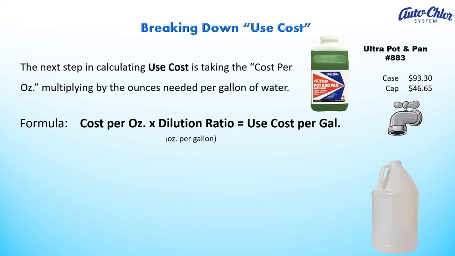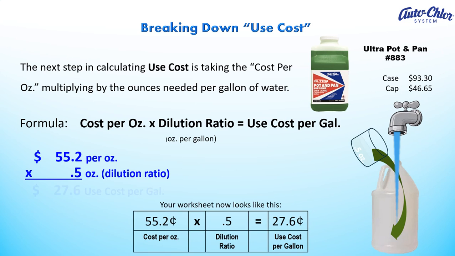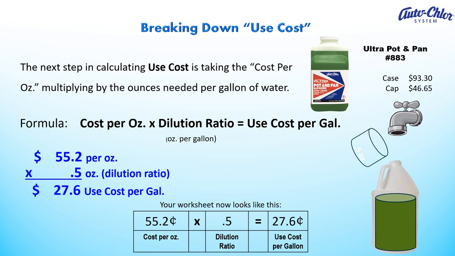Let's take a look at this again using Ultra Pot and Pan. We determined on Ultra Pot and Pan that our cost per ounce was 55.2 cents per ounce. We're going to use a half an ounce per gallon of water as our dilution ratio. That gives us a use cost to the customer of 27.6 cents per gallon of water.